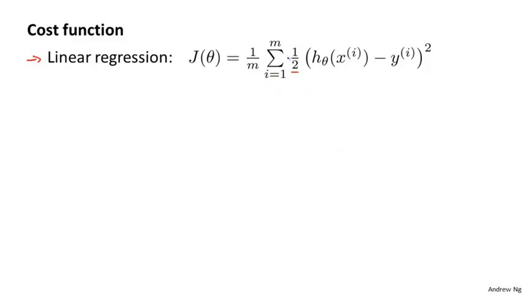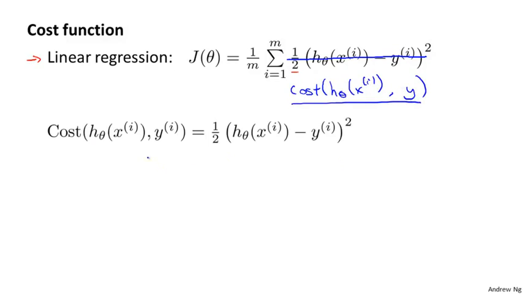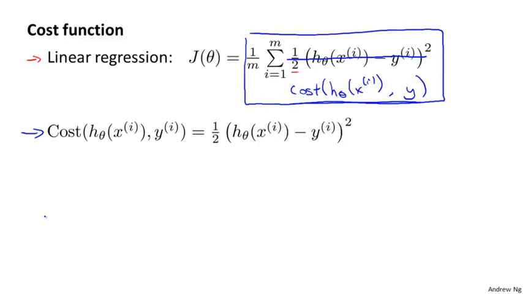Now, I want to use an alternative way of writing out this cost function. Instead of writing out the squared error term here, let's write in here cost of h of x, comma y, and I'm going to define that term, cost of h of x, comma y, to be equal to this. It's just equal to this 1/2 of the squared error. So now we can see more clearly that the cost function is 1 over m times the sum over my training set of this cost term here.